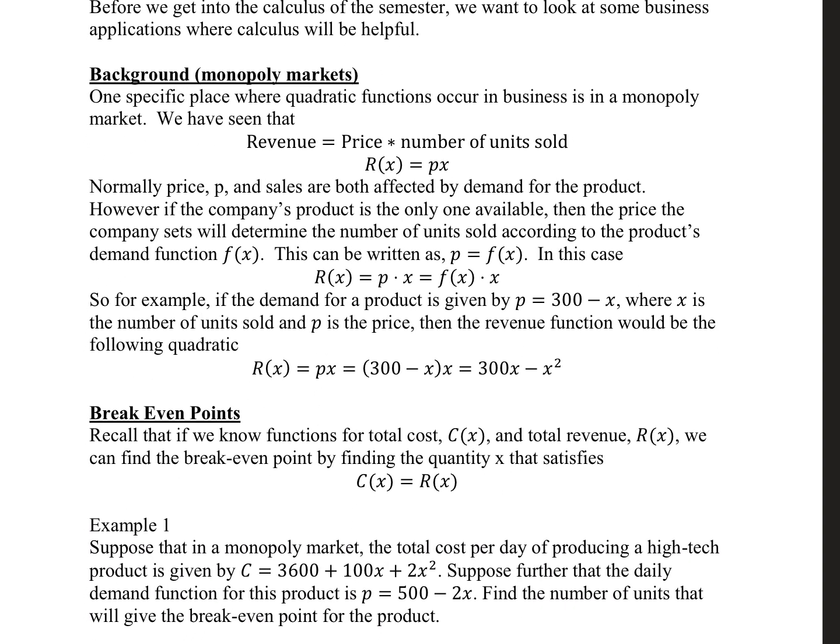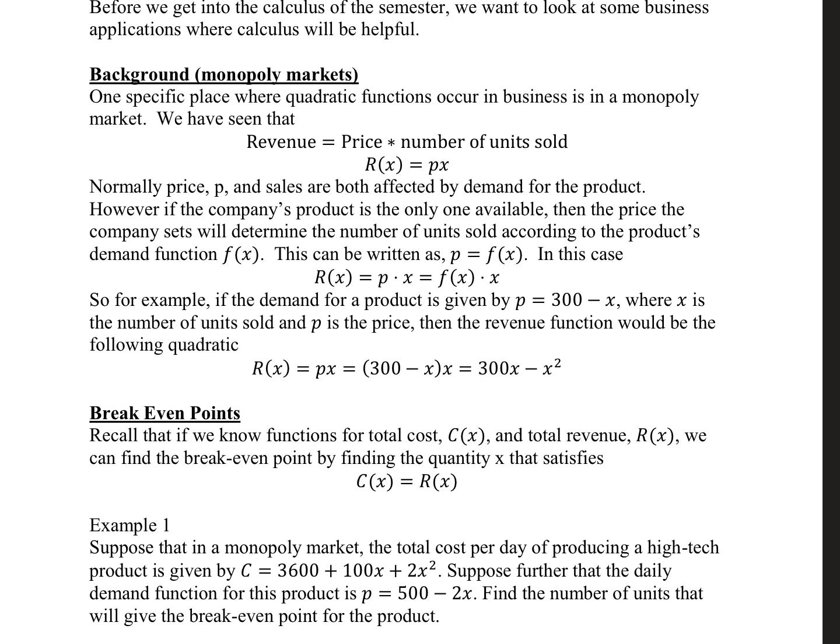So we begin with a little bit of background about monopoly markets. This is just one area where quadratic functions might occur naturally. We've already seen that if you want to compute revenue, that's going to be equal to price times a number of units sold. So in this instance, I'm just going to call price P, and number of units sold will be X. In the previous section, the price was just a constant, so maybe your price was $30 per unit. But in this section, we're going to allow the price to be a function. Now, specifically, if you were looking at a monopoly market, it might make sense that the price was actually the demand function. But generically, we're going to say that P is equal to f of x.